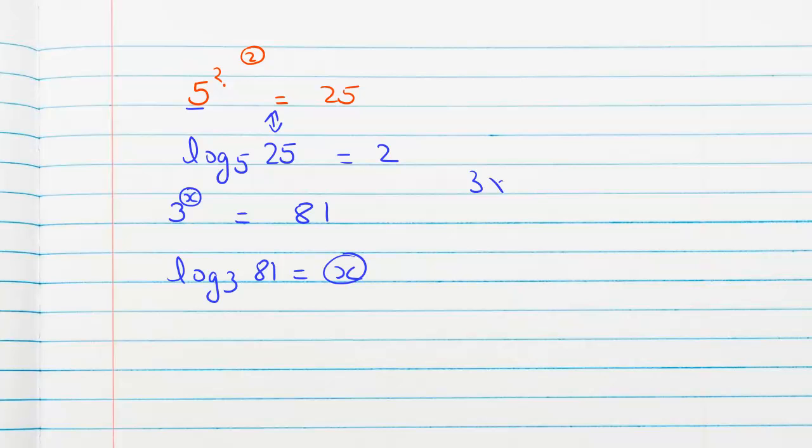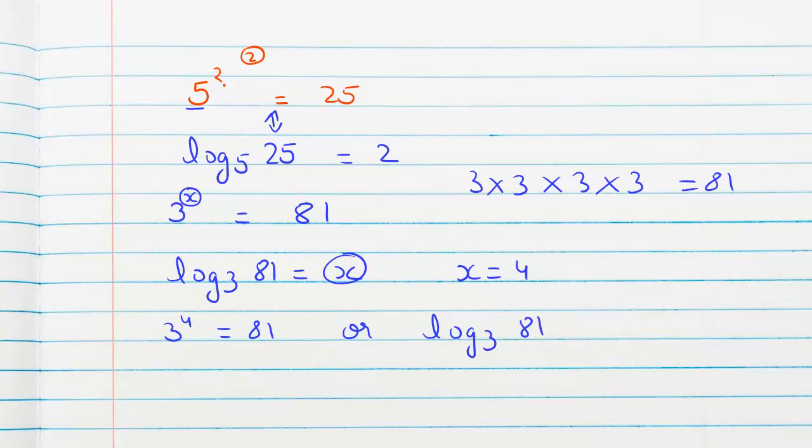When we multiply 3 times 3 is 9, times 3 is 27, times another 3, we get 81. So we multiplied 3 four times. So x is equal to 4. So we get 3 to the power 4 is equal to 81, or we can write it like this: log base 3 of 81 is 4. This is in exponent form and this right here is in logarithmic form.